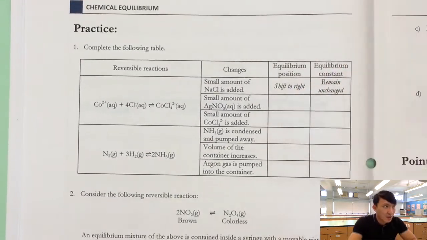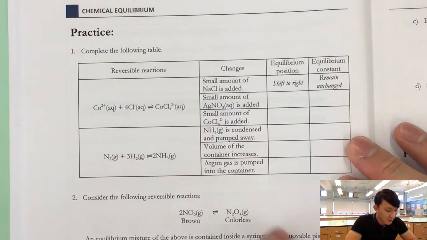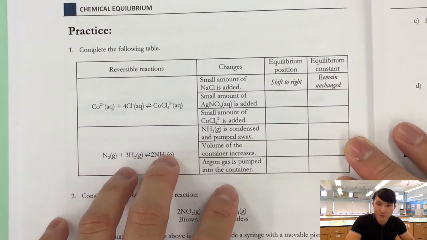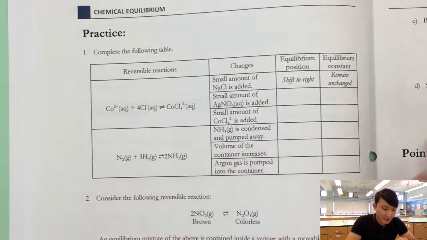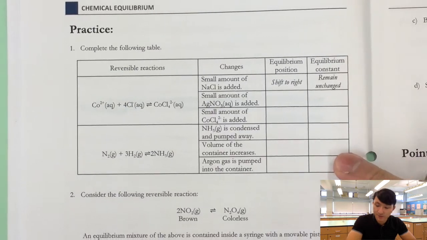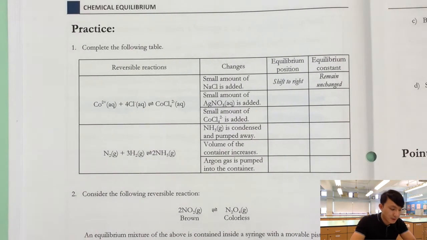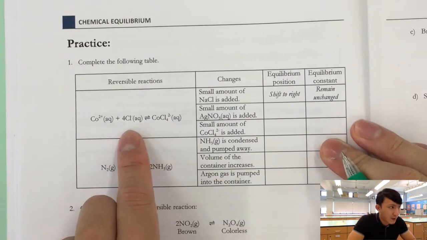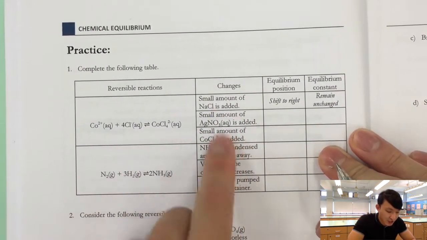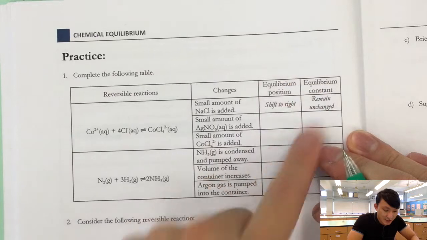Now, next page here, we have a practice question. So again, spend some time working on the practice question, and then we will quickly check the answers. Alright, let's have a look. Again, we have this reversible reaction, and these are the changes. How does it affect these values?